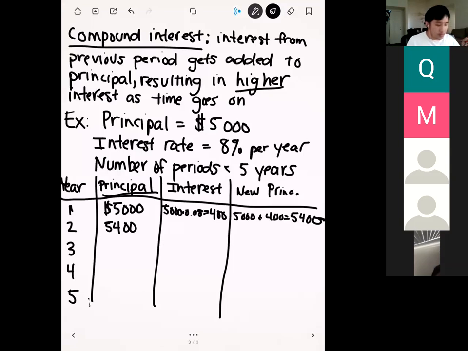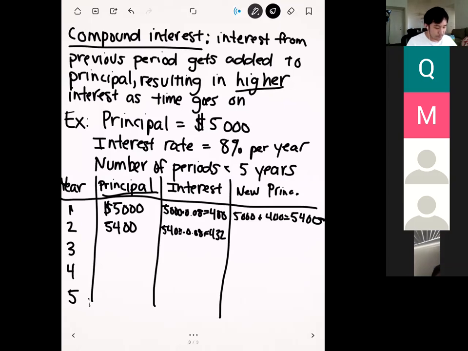Okay, so now let's do the second year. So the second year, we need to compute our interest. So we're going to do the same thing. We're going to multiply by 0.08. Okay. But instead of multiplying 5,000 by 0.08, we're going to take our new principal and then multiply by that. So we're going to do 5,400 multiplied by 0.08. It's very difficult to write small on a pad. And then that's going to give us $432.